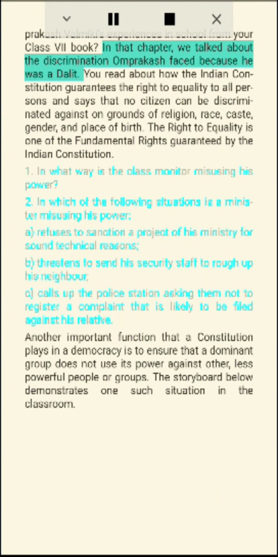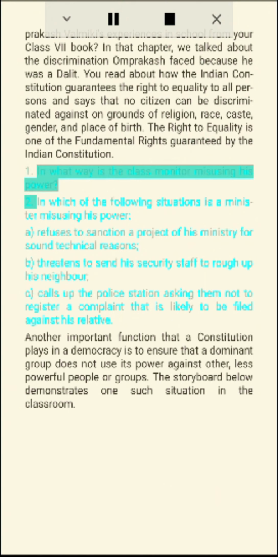You read about how the Indian Constitution guarantees the right to equality to all persons and says that no citizen can be discriminated against on grounds of religion, race, caste, gender, and place of birth. The right to equality is one of the fundamental rights guaranteed by the Indian Constitution.